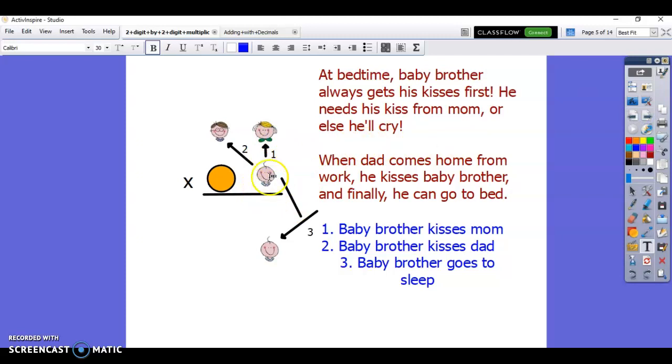So using the acronym, we have our examples of our baby. Baby always goes first. At bedtime, baby brother always kisses his mom first, then he kisses his dad second. If he doesn't get a kiss from mom first, he cries. And when dad comes home from work, he kisses the brother. And finally, brother can go to bed. So first he kisses mom, then he kisses dad, then he goes to bed, resting as a 0 for our place value number 3, resting his head.